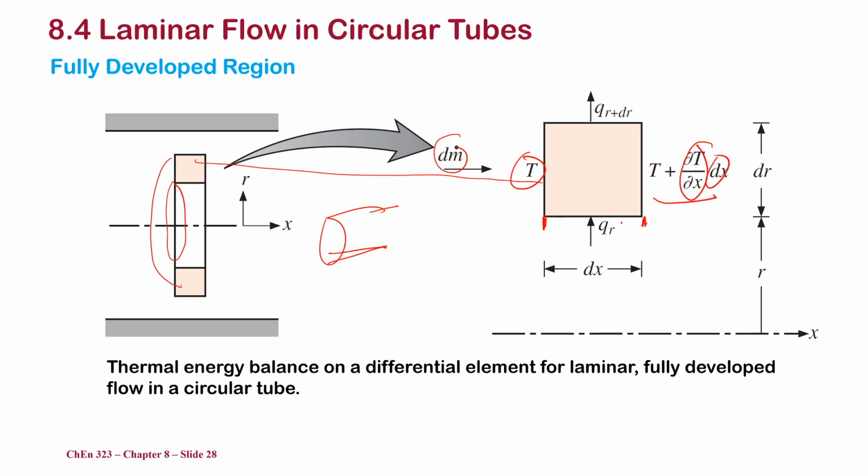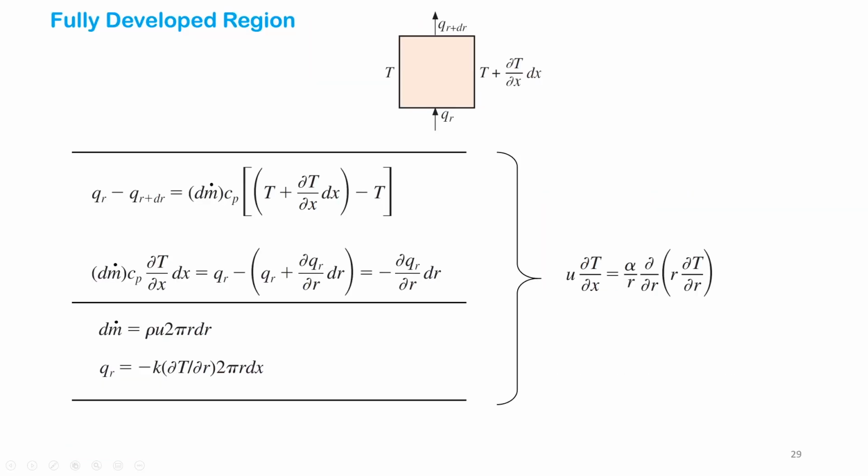This is the Taylor expansion, delta x away from the T. And again, this is Qr, and this is delta r away from that one. Okay, so if this is delta r, this is Qr, and this is Qr plus delta r. So now the difference between these two heat transfer rates at r and r plus dr should be equal to the change in the internal energy, m Cp delta T. And m here is the differential mass flow rate across this control volume.